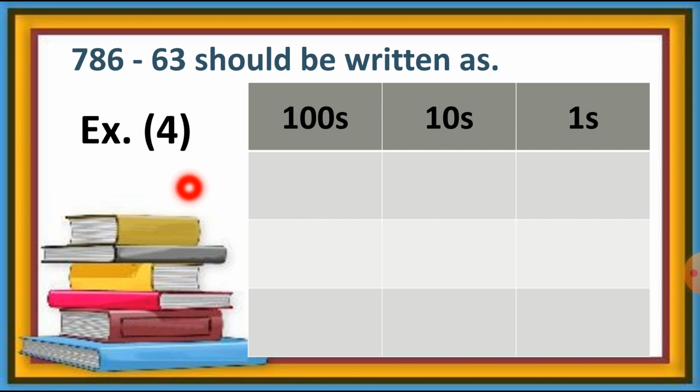Then example number 4, 786 minus 63. I repeat this, 786 minus 63. Now how can we write this? We take 786 first. Let's put 6 at the ones column, 8 at the tens column, and 7 at the hundreds column. Then we take 63. So 3 we can put at the ones column, and 6 we can put at the tens column. This way we arrange the numbers according to their place value.